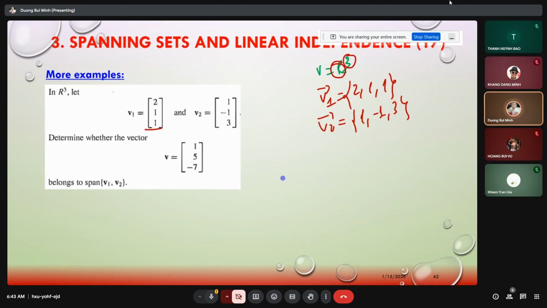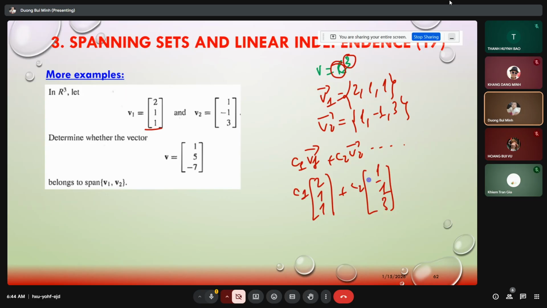For linear combination, for example, we have C1 times V1 plus C2 times V2, and so on. So we have C1 times (2, 1, 1) plus C2 times (1, -1, 3). Oh, sorry, minus 1. So that means C1 times 2 plus C2 times 1, and so on. This is like a linear combination of vectors. This is a good way for you to understand the linear combination. That's the reason we use column matrices, right?